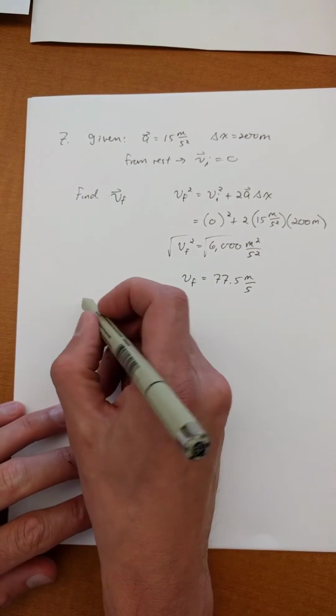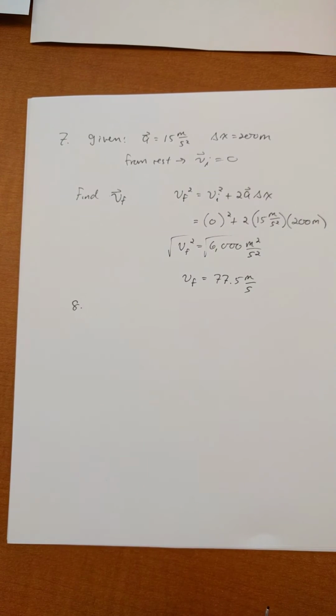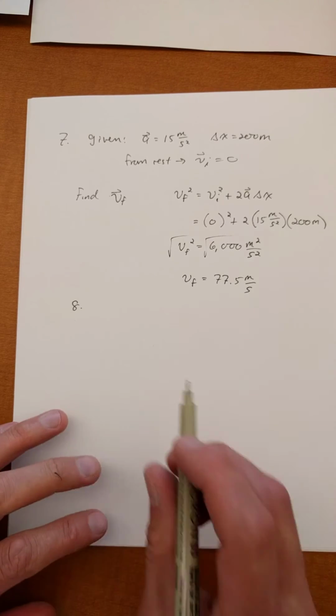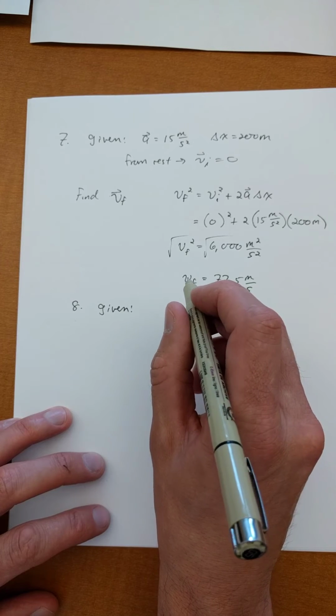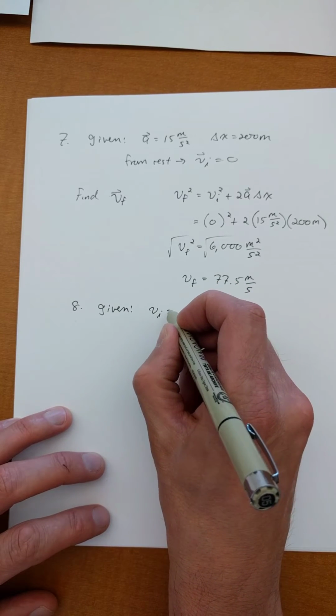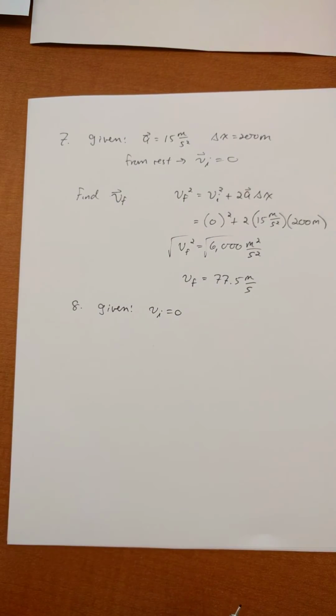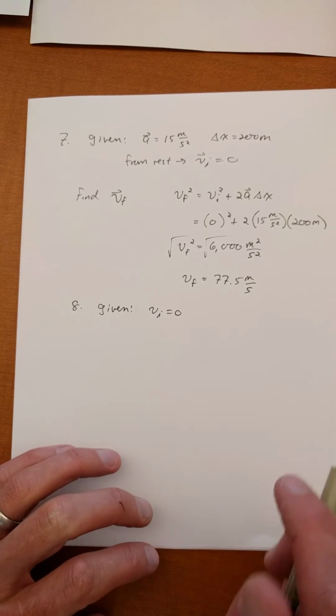Number 8 is really two problems too. A ball is dropped from rest and falls freely. How fast is it falling after 3 seconds? How far would it have fallen in that time? Given: a ball is dropped from rest, VI equals 0. Get in the habit of immediately identifying that when things start from rest, the initial speed or velocity is 0.